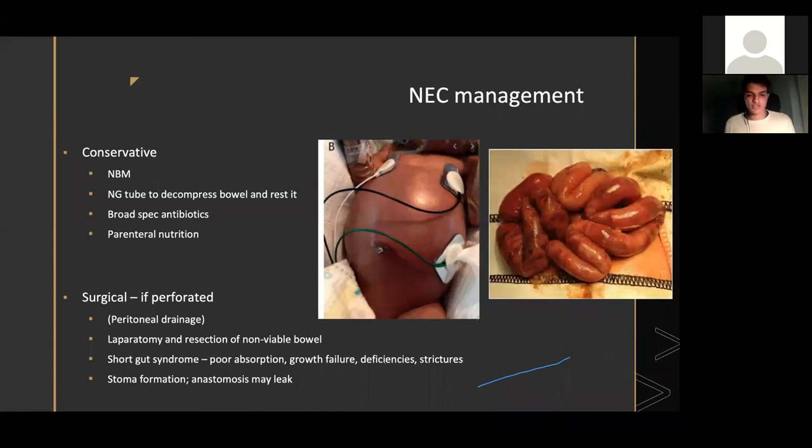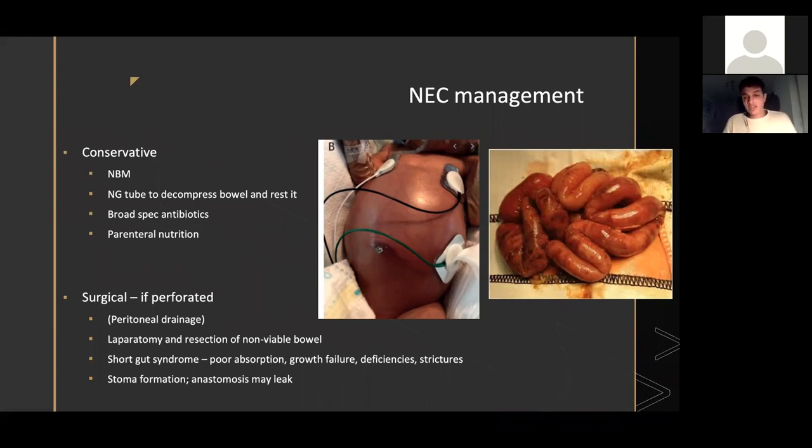So short gut syndrome. You get poor absorption of nutrients. You get growth failure, and naturally you get deficiencies of lots of vitamins, especially if you get a small bowel resected, B12 and folate. You get strictures developing postoperatively, adhesions, all the regular surgical stuff. Abscesses, bad stuff happens. But if you don't have it, then the neonate dies. So you kind of got to do it, right?